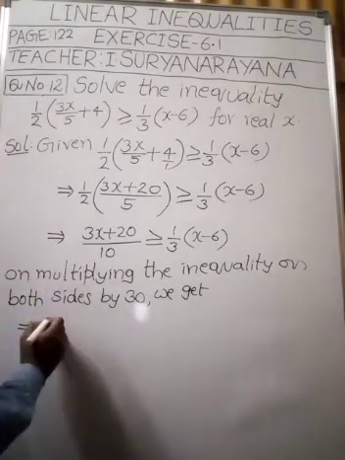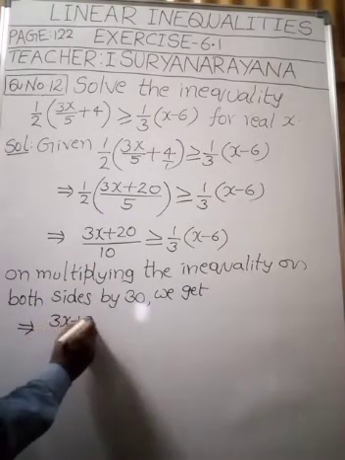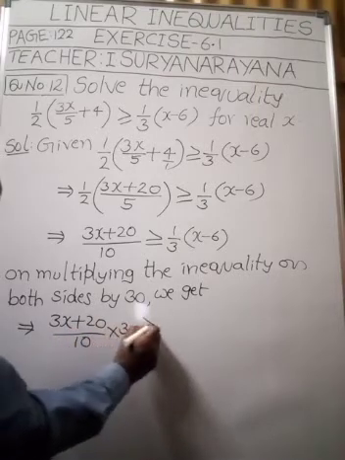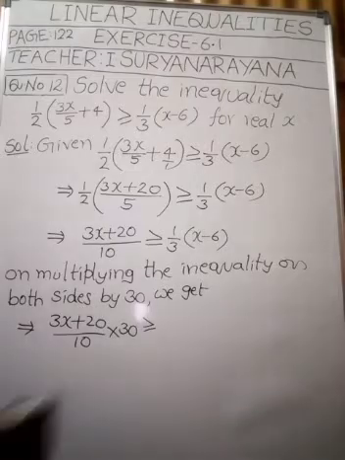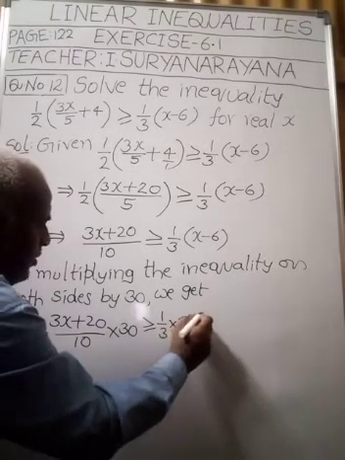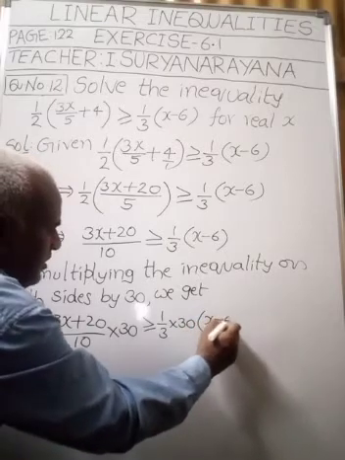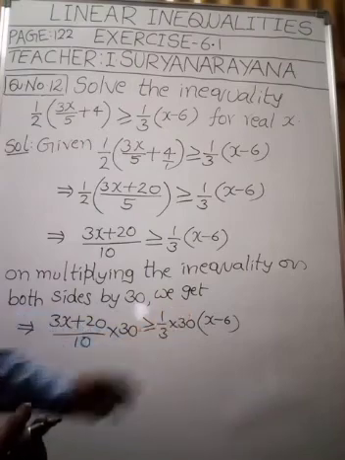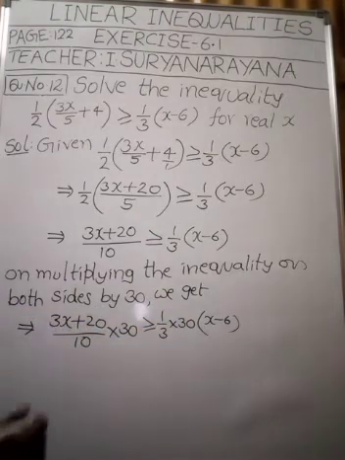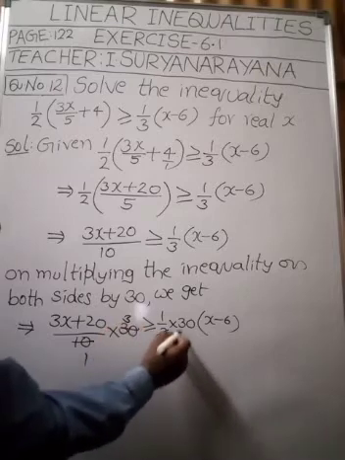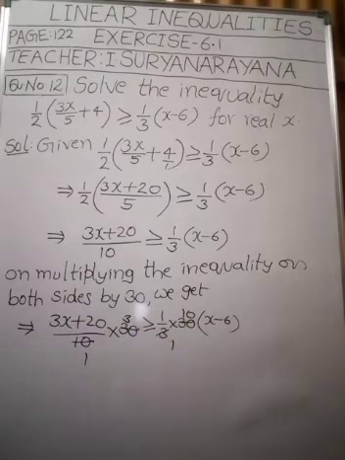Okay, my children, (3x plus 20) by 10 into 30 is greater than or equal to 1 by 3 into 30 into (x minus 6). Understood this step, my children? On both sides we multiplied by 30. Then let us simplify here. 10 1 times, 10 3 times. Here 3 1 times, 3 10 times. Understood this step, my children?